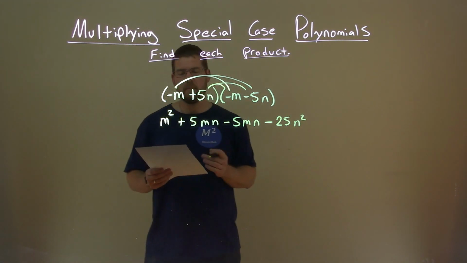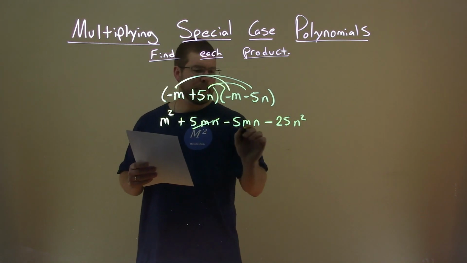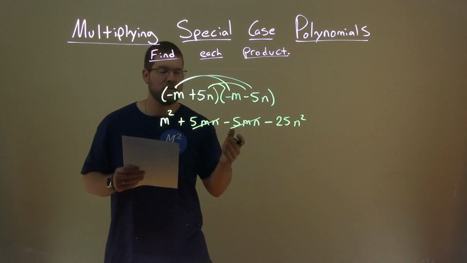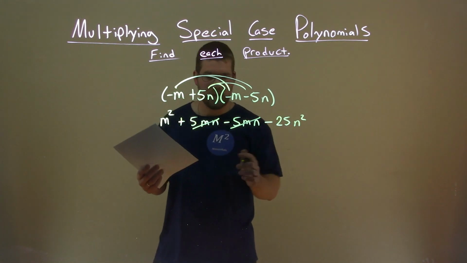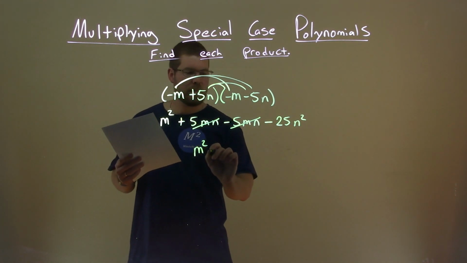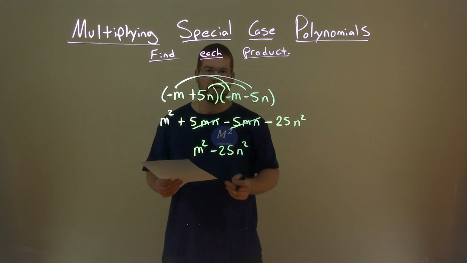So now we need to combine our like terms. Notice the inside part. 5mn and minus 5mn are the same, except one is subtracted, so they cancel each other out, leaving us with the leftovers, which is m squared minus 25n squared. And that is our final answer.